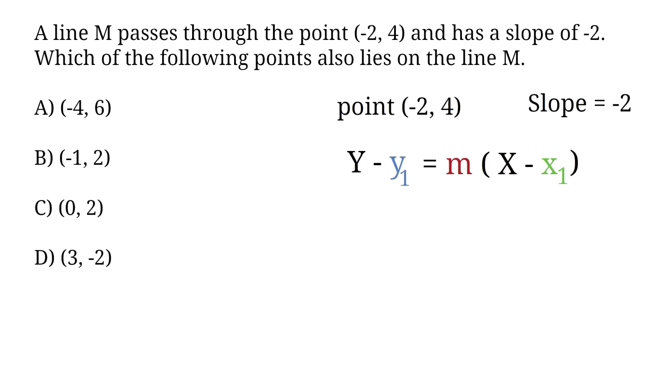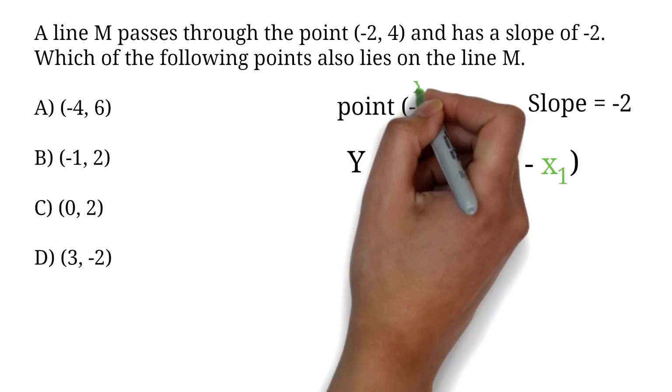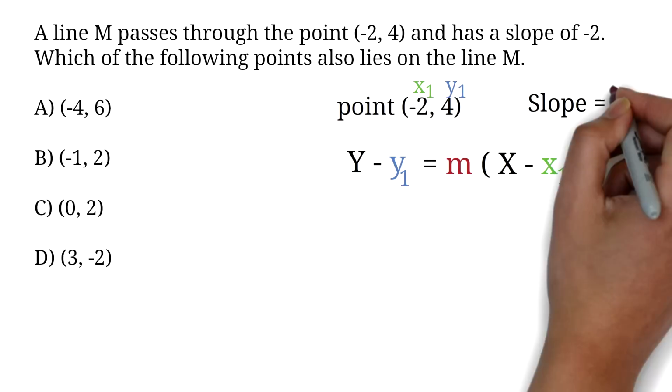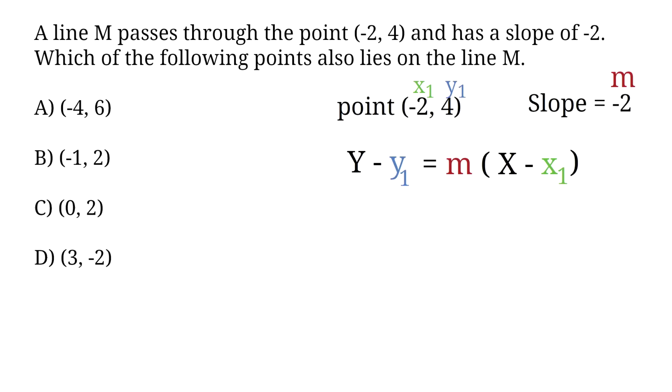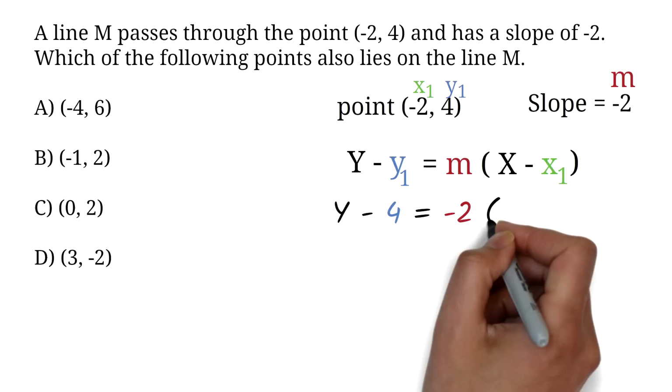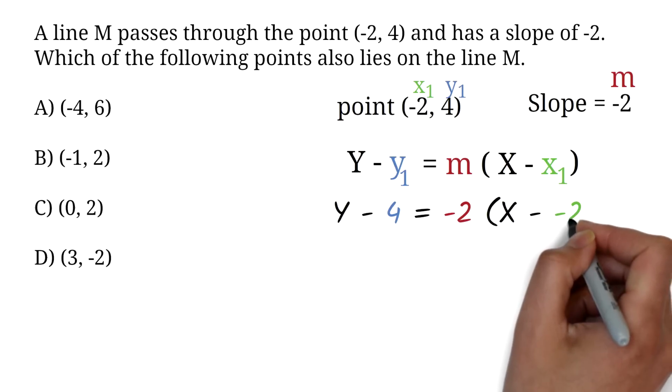Our work is to change it to the slope-intercept form so that we can input the values in the choices. x1 and y1 are the values of the point you have been given, and m is the slope. We put these values into the equation. We have y minus 4 equals -2 in parentheses, x minus -2.